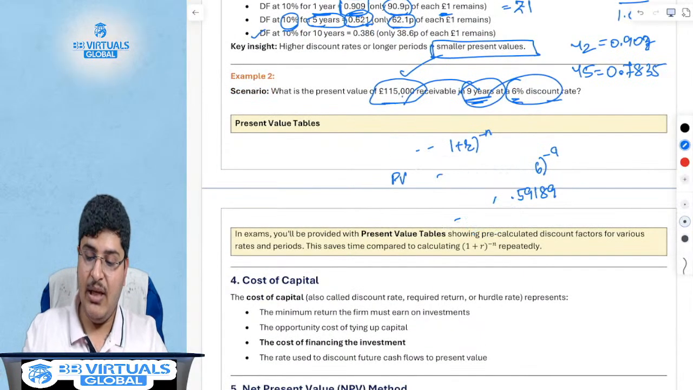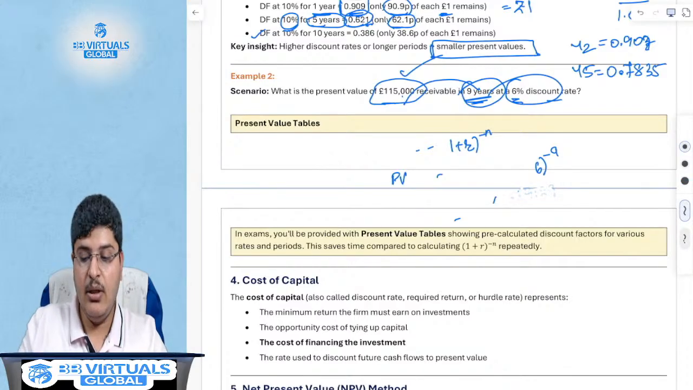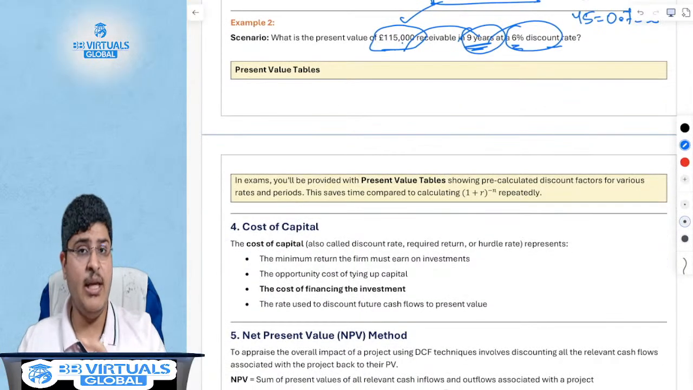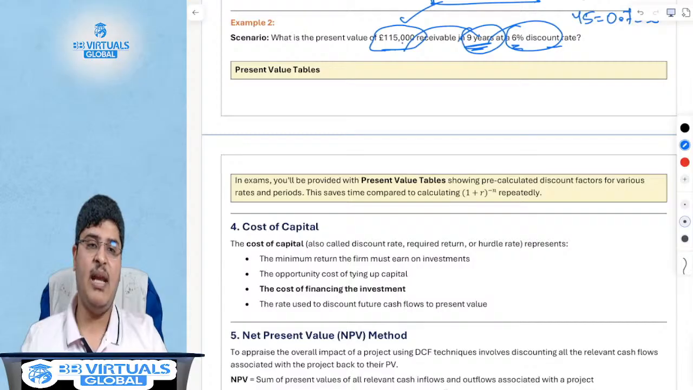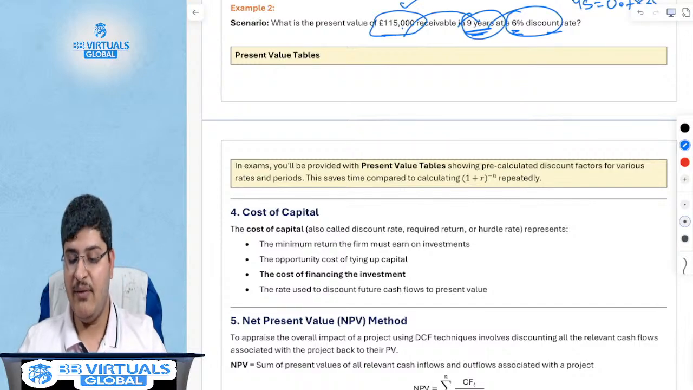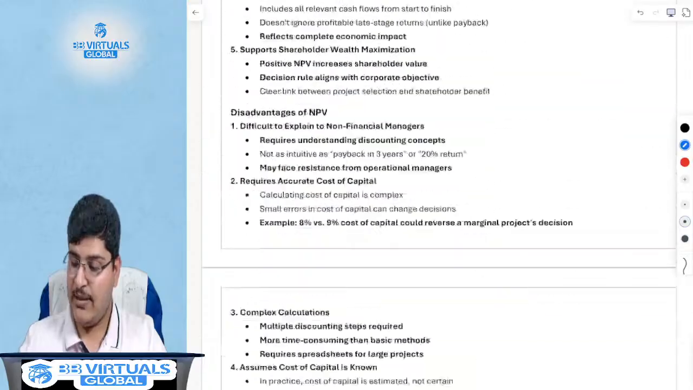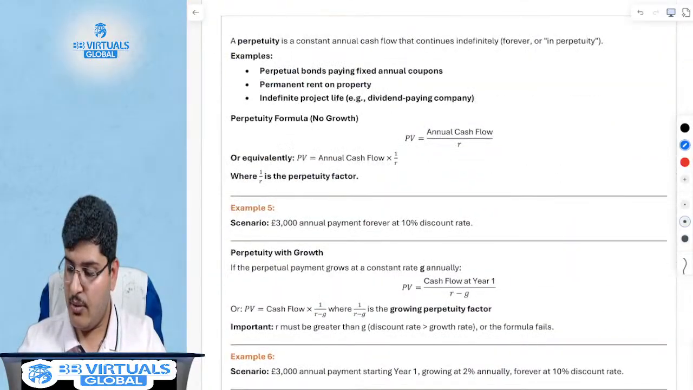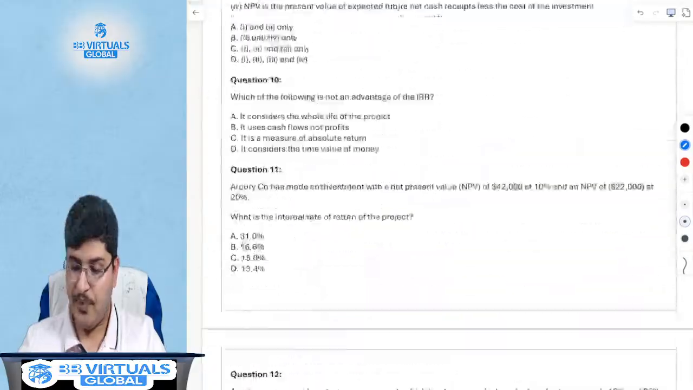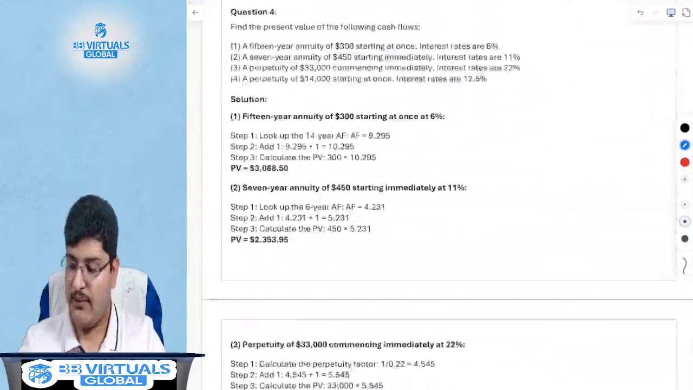Now, in the examination, you can either use the spreadsheet that will be provided to you. Towards the end of this lecture, I will also show you how to use the spreadsheet. Actually, why don't we do that for one of the NPV and IRR sums, where I can show you how to use the spreadsheet formulae. But right now, there's a present value table also that you will be given in the exam, which is there at the end of the chapter, and I can show you how to use the present value table.